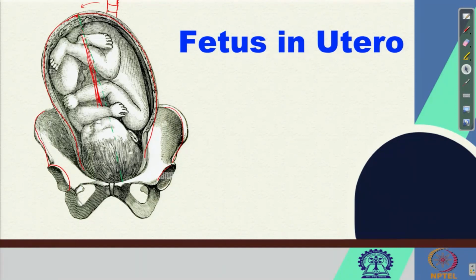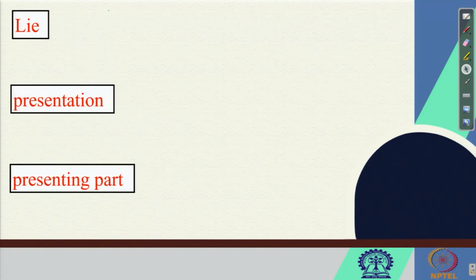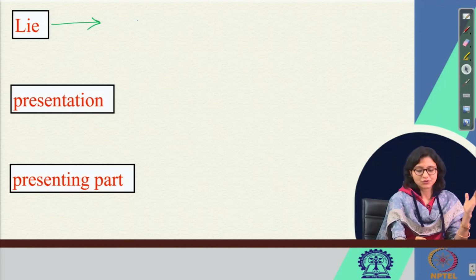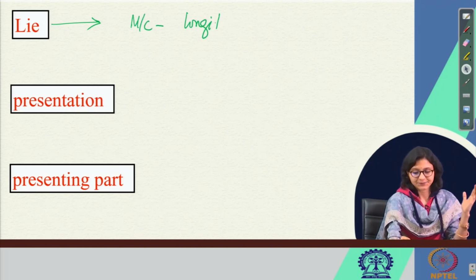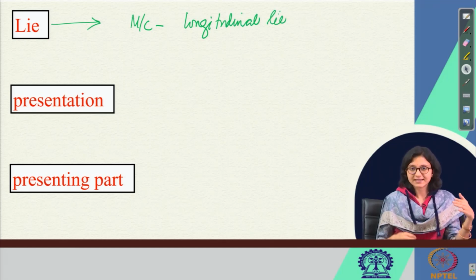Now, from this picture you have got an idea regarding the lie of the fetus. It is the relation of the fetal spine with the maternal spine or the longitudinal axis of the centralized uterus, and most commonly it is the longitudinal lie. There are also other types of lie, called the transverse lie or the oblique lie.